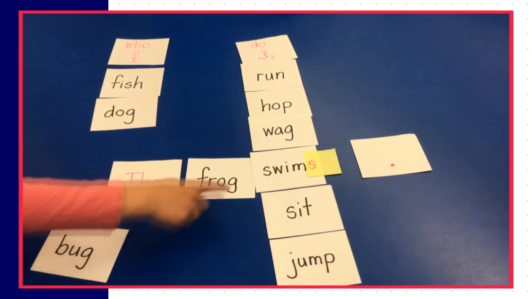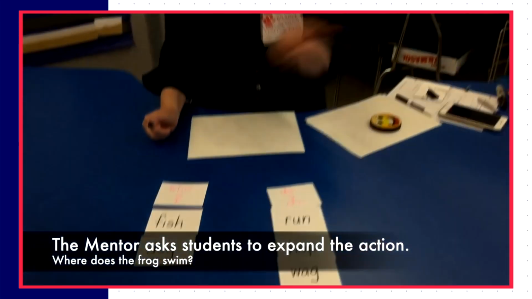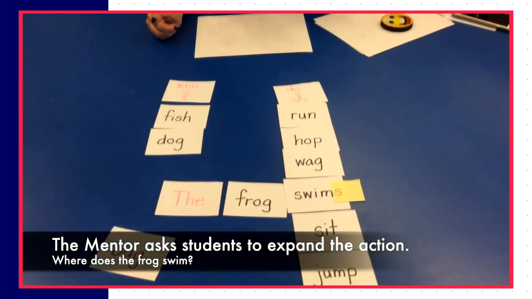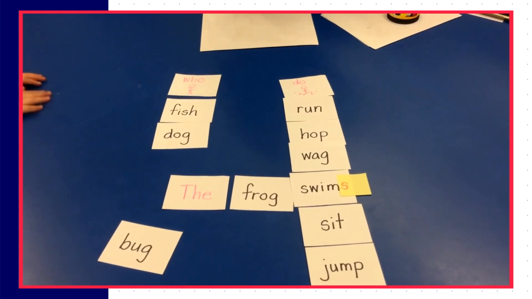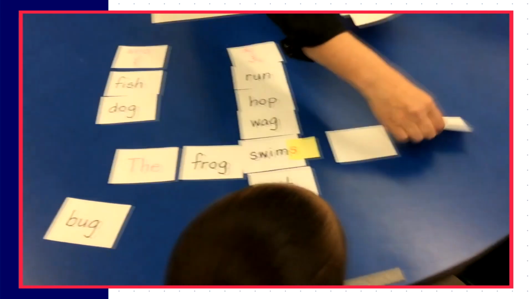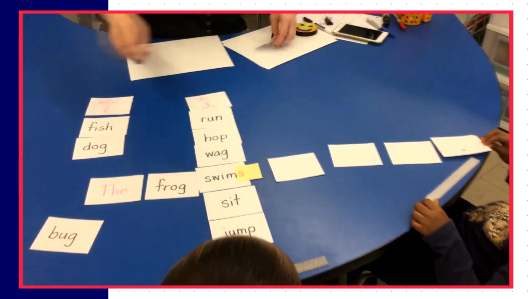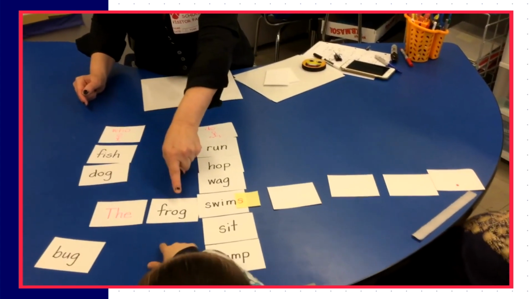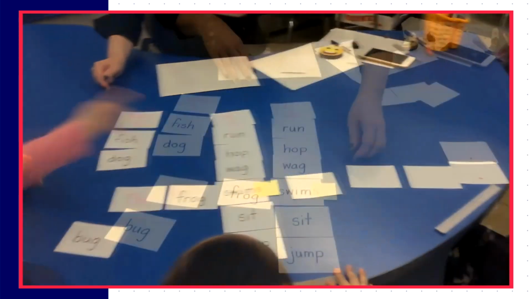The frog swims. Now, can you add to it for me? Can you tell me where he swims? Who could tell me where he swims? In the pond. Good. Let's read that sentence now. Ready to go. The frog swims in the pond.